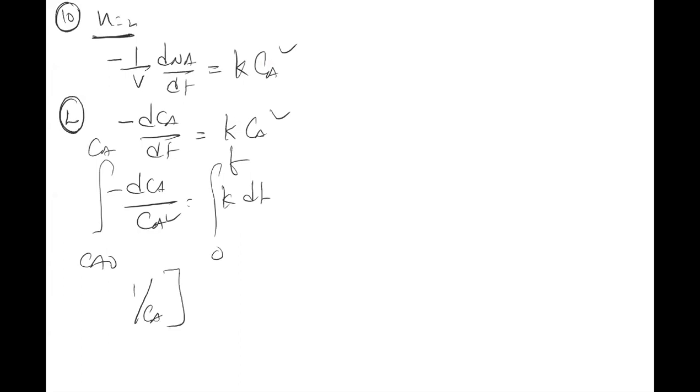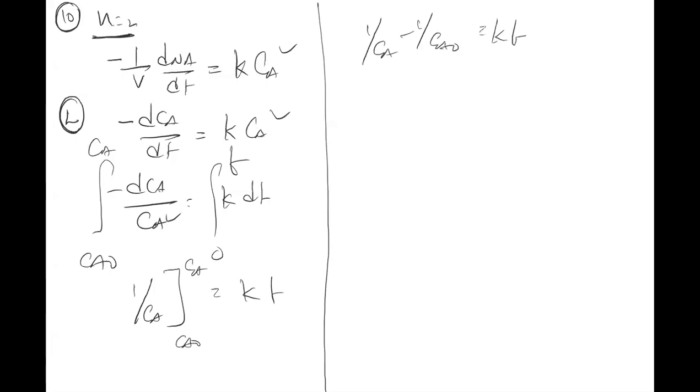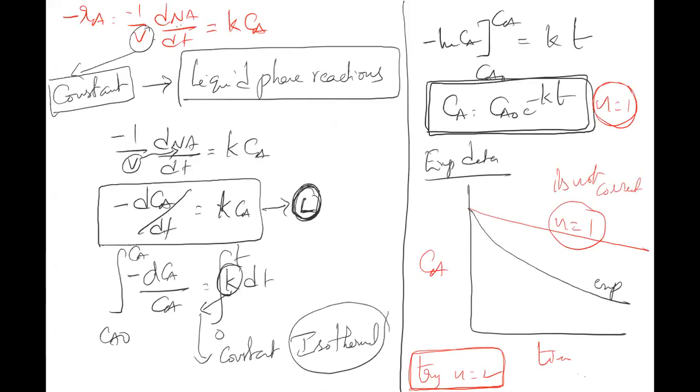So 1 by CA from CA naught to CA is equal to k into t. Always take k out of the integral, which means k is constant and your experiment is isothermal. This is the model for n equal to 2. Now you go back and plot n equal to 2. Let's say n equal to 2 also does not match. Then what do you do? Should you try for 3?